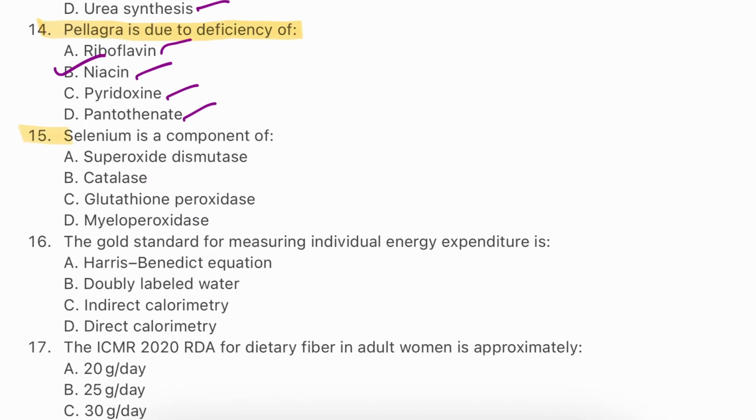Question number 15. Selenium is a component of superoxide dismutase, catalase, glutathione peroxidase, myeloperoxidase. The answer will be C. Glutathione peroxidase. Selenium is a cofactor for glutathione peroxidase, an antioxidant enzyme.